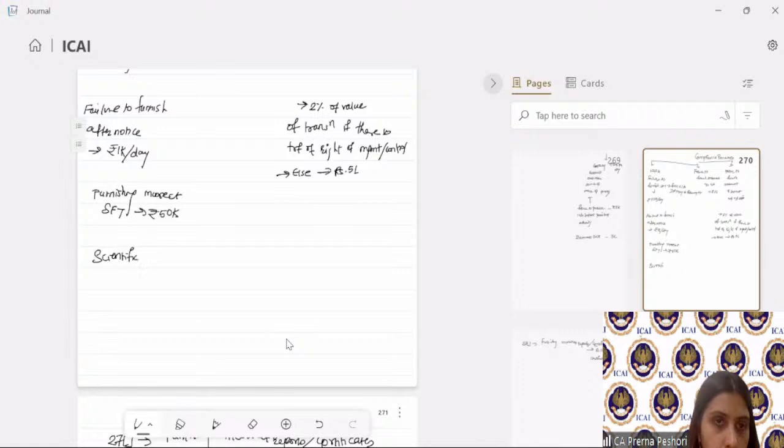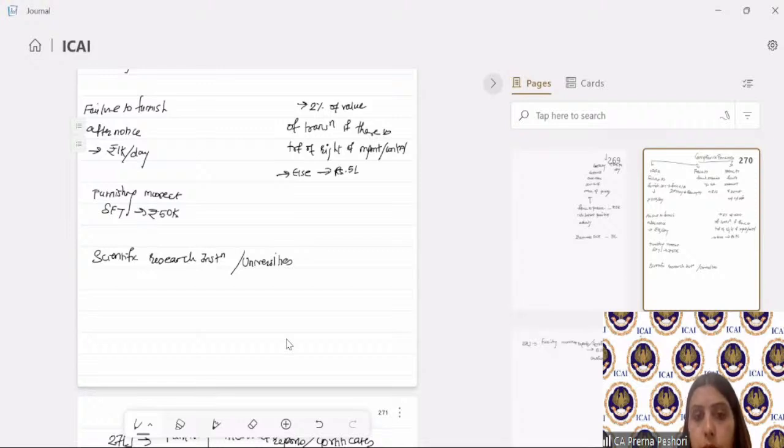Scientific research institutions or universities, colleges, which are referred to under section 35. If they fail to deliver the statements under section 35, or fail to furnish the certificates which are prescribed under section 35, the penalty is going to be from 10,000 up to rupees 1 lakh.